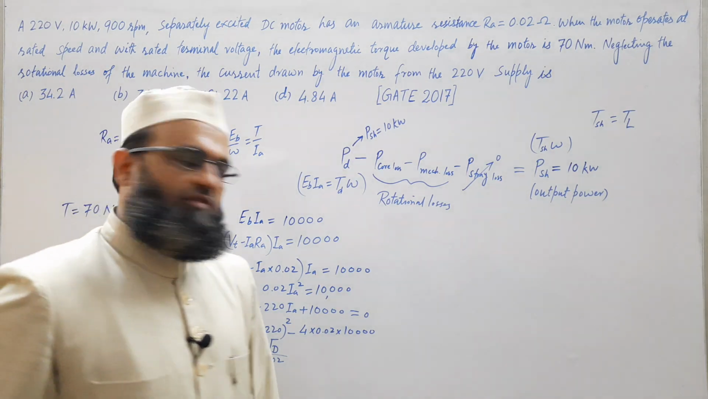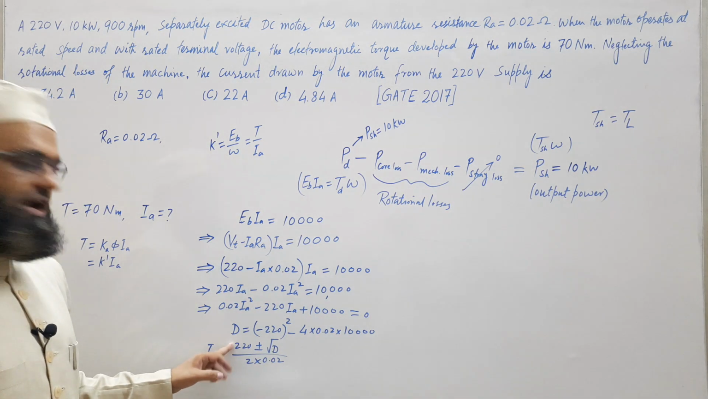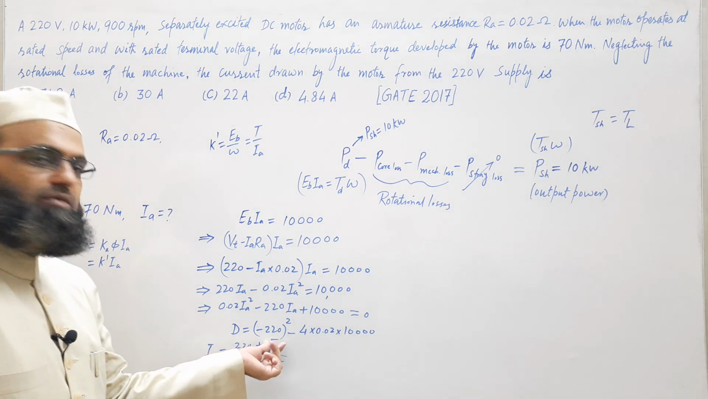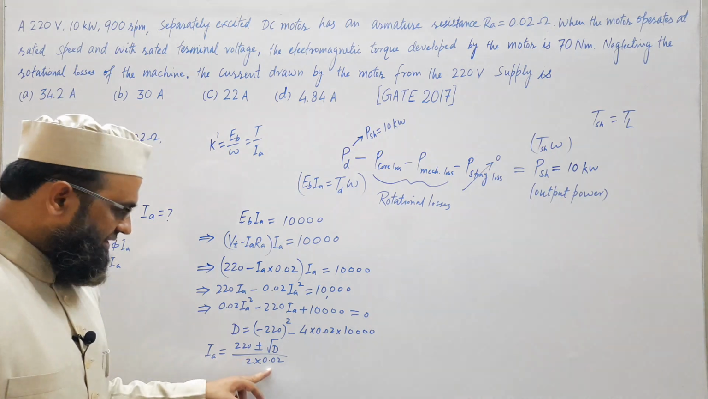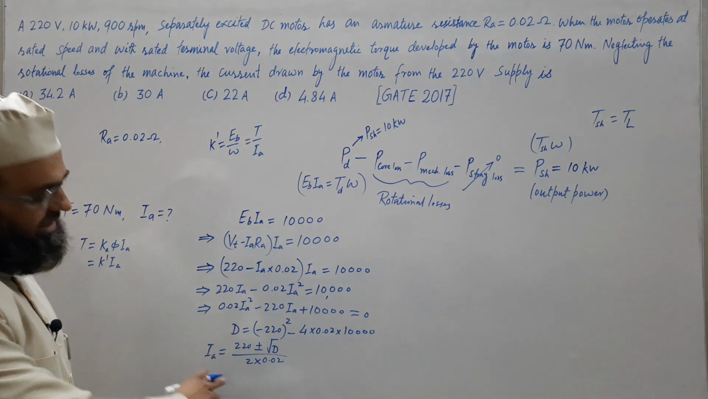So take the appropriate value. Corresponding to plus you will get a very high value, right? So ignore that, because this is 220. If you are going to add something, it will be very high, then dividing with a small value, it will be very high. That is not a practical value. So take the appropriate value.